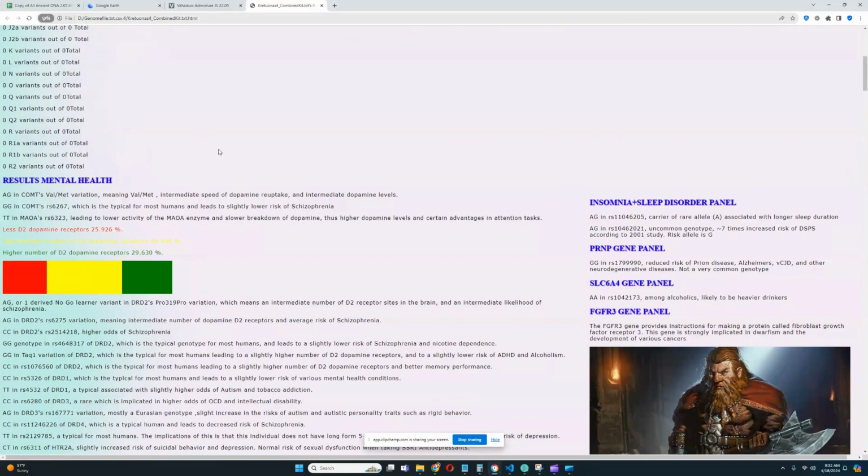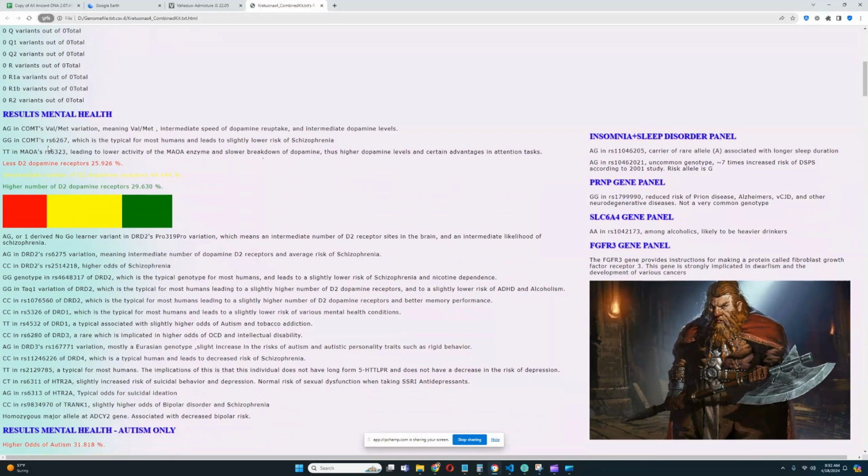Okay, let's go through the monogenic traits right now. So it looks like she's got a heterozygous genotype in COMT Val/Met, but a warrior genotype in MAOA. So it looks like she's more of a warrior overall, which means higher dopamine levels and therefore some advantages in memory and attention tasks, disadvantages in stress resiliency.